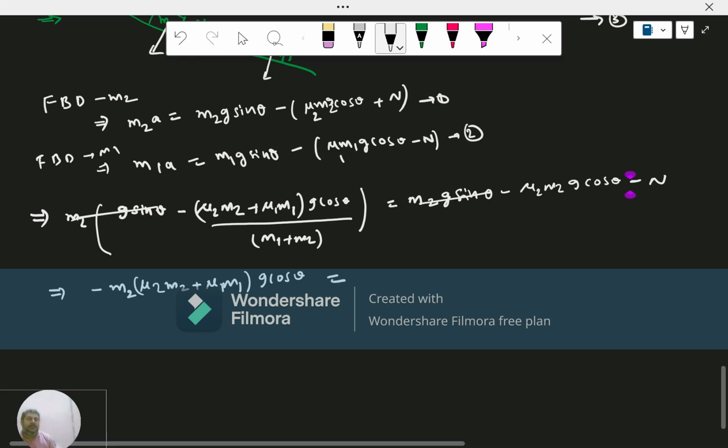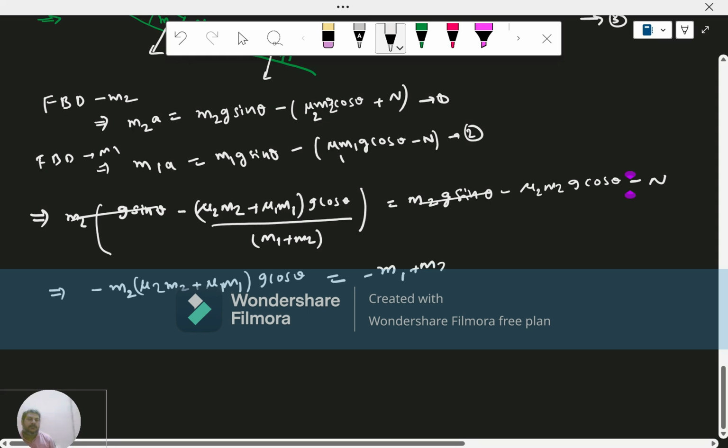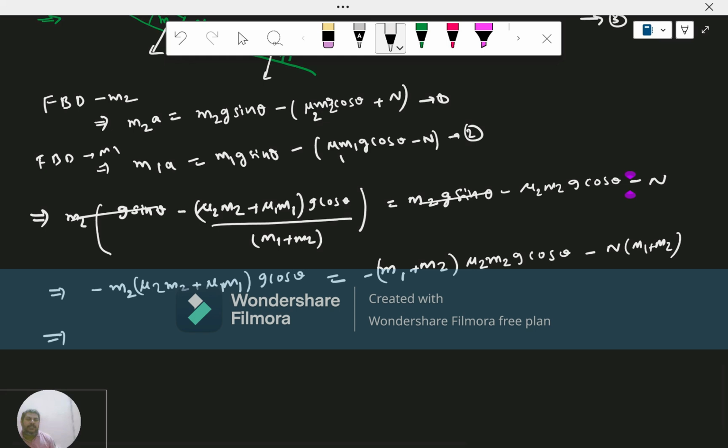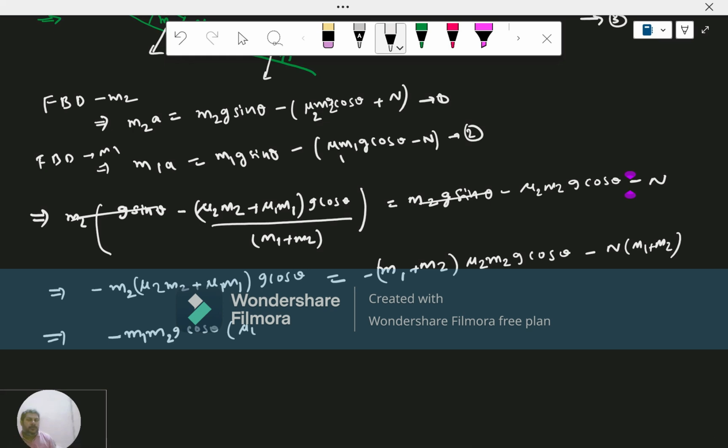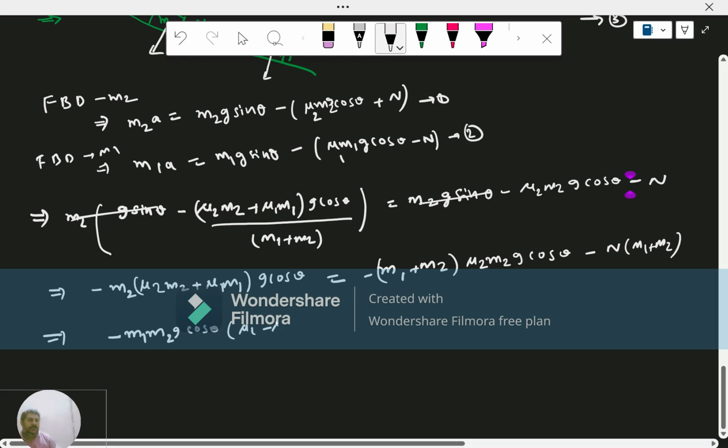So here, minus (M1 plus M2) into mu2 M2G cos theta plus N into (M1 plus M2). I want the N value here, so I bring this to this side. The minus mu2 M2 squared G cos theta terms get cancelled. So we get M1 M2 G cos theta, with mu1 here and mu2 here. Taking the common factor, minus (mu2 minus mu1) over (M1 plus M2) is equal to N. This is the formula.